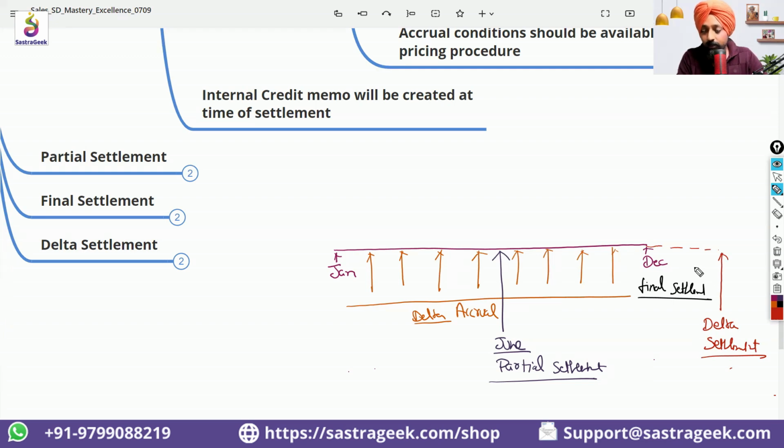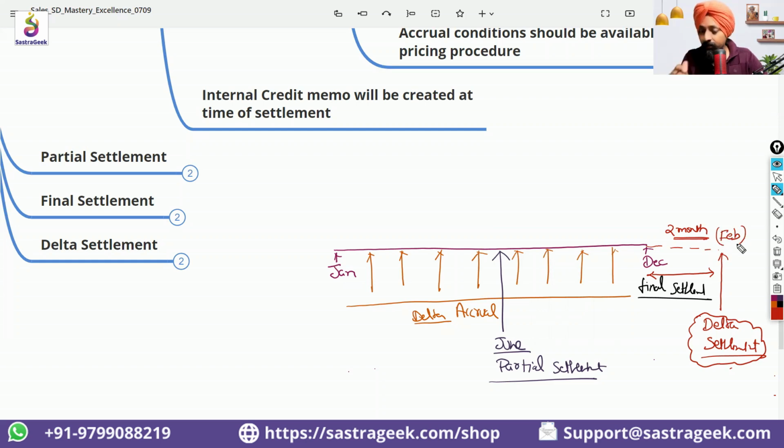So you can see that after the final settlement, there is a 2 month or 3 month grace period. Under this grace period, you can do your delta settlement. So after the December, for the previous contract, at the end of February, you will be doing a delta settlement.